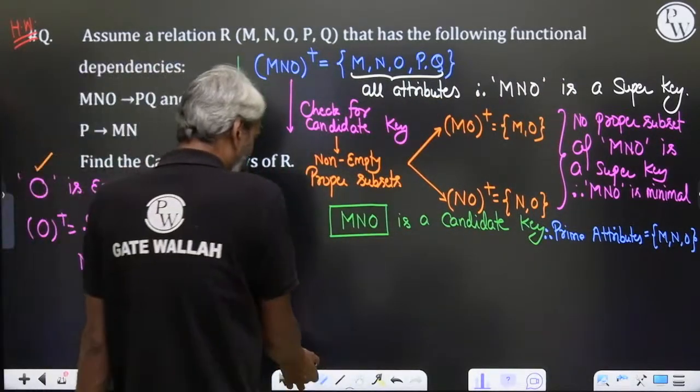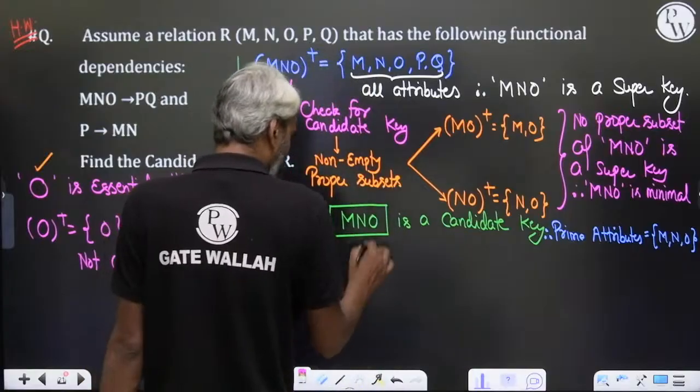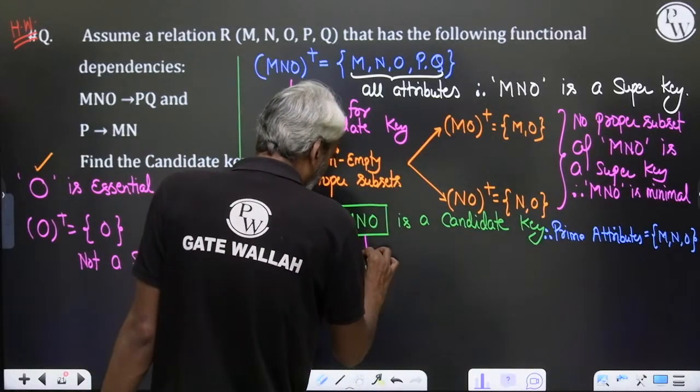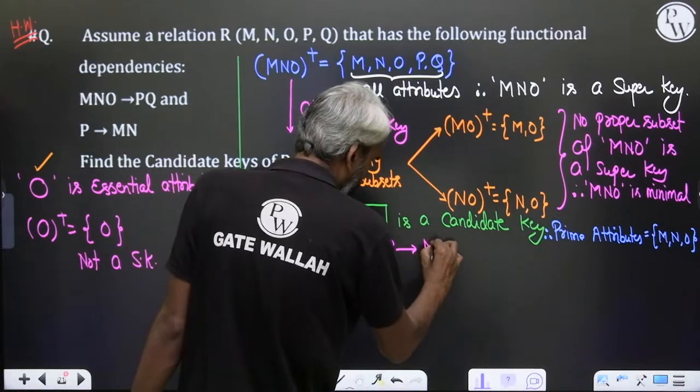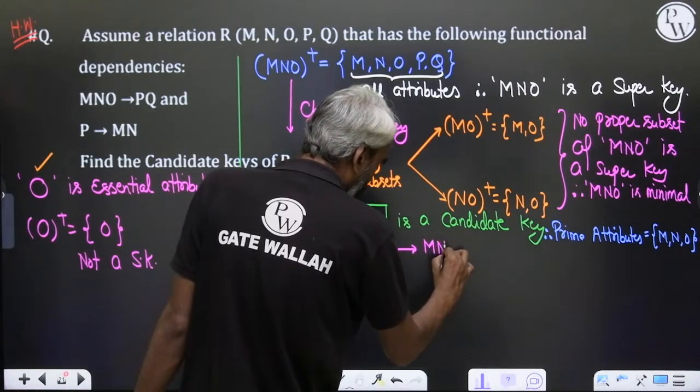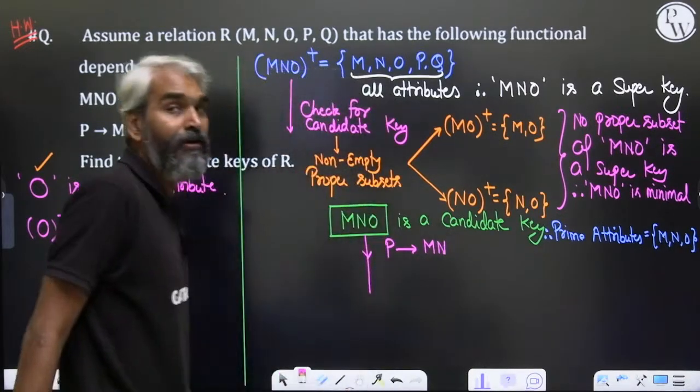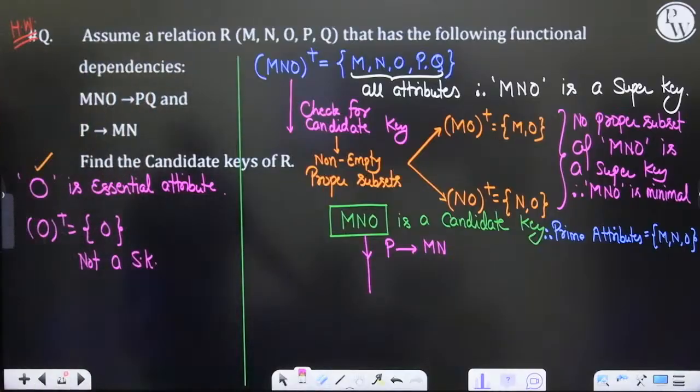Clear? Now the next thing that you must understand, that sir, we have a functional dependency P implies MN. So whatever can be done by M and N together can also be done by P.